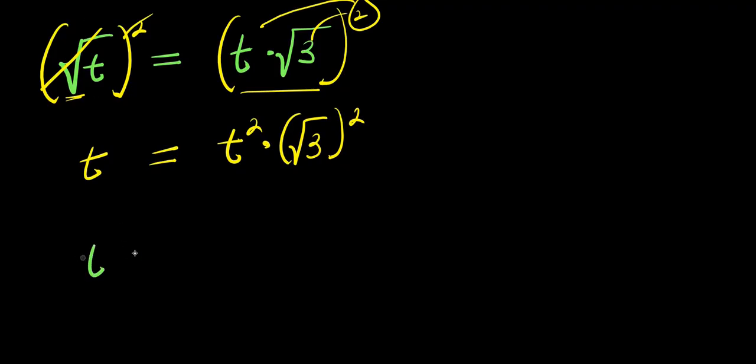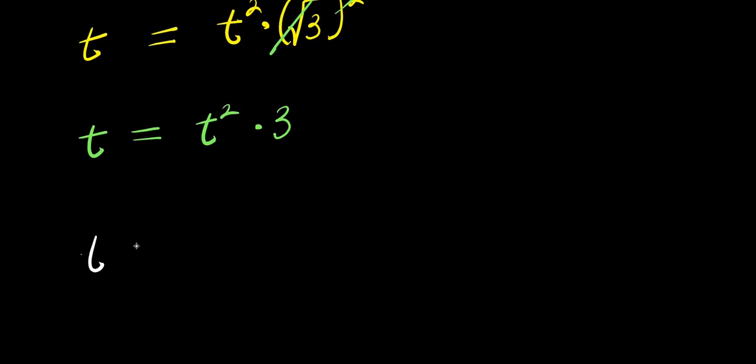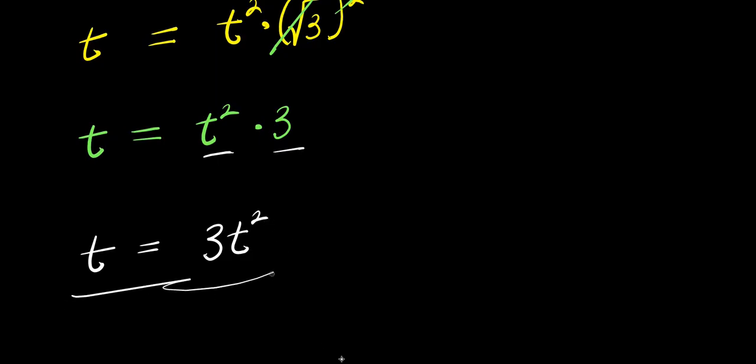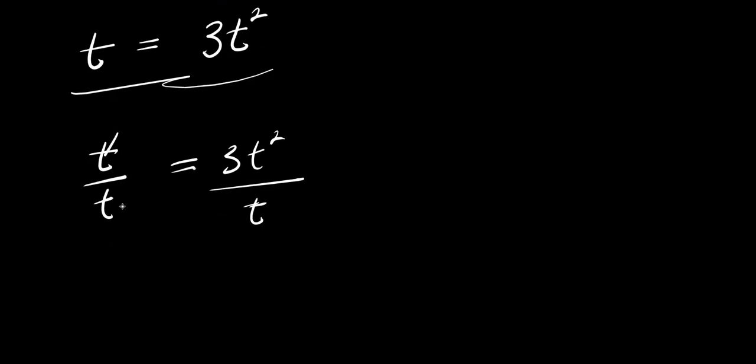So right here, I have t equals, this is t power 2. It cancels the root, so we have times 3. So from here, I have t equals t squared times 3, which is 3t squared. So I can solve this in two different ways. I can just have t divided by t equals 3t squared divided by t. So from here, t divides t, I have 1. And this equals 3t because this cancels one of the t's.